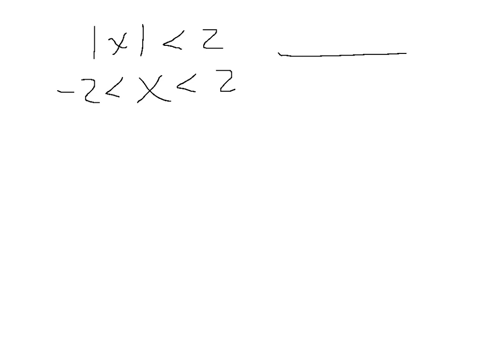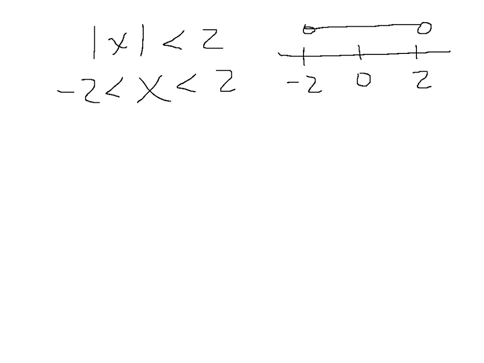So for example, suppose I ask, when is the absolute value of x less than 2? All right, so the solution there is x has to be less than 2, but greater than minus 2. In other words, all the numbers whose absolute value is less than 2 lie right in that interval.